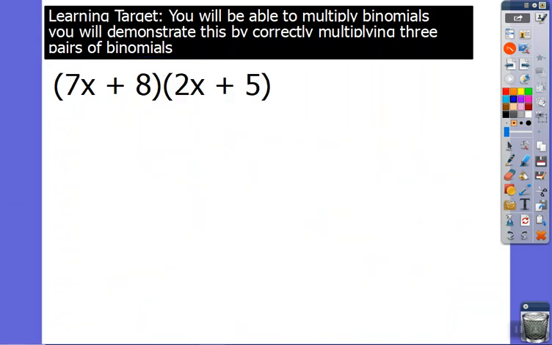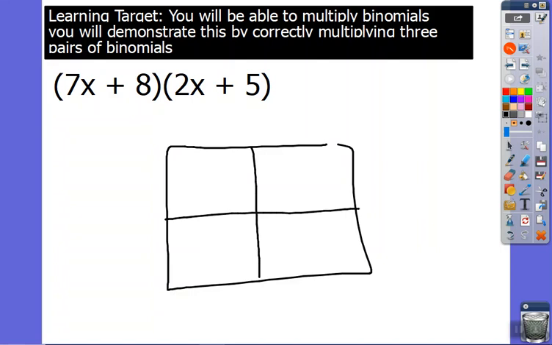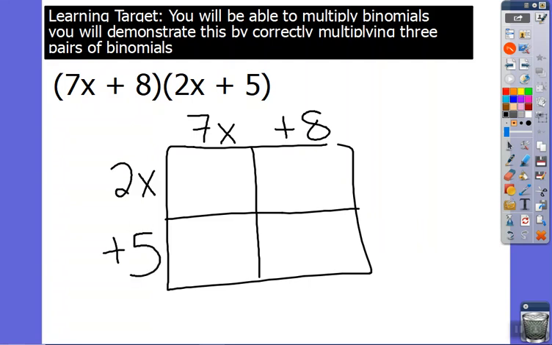Okay, here's another set, 7x plus 8 and 2x plus 5. So I'm going to start by making a square, dividing it into 4 pieces. I'm going to write one of them across the top. Again, that plus goes with that second number, the 8. The other parentheses going down the side, again, that plus goes with the second number, the 5. So that first box is looking straight up 7x, looking straight over 2x. What is 7x times 2x? Well, 7 times 2 is 14, and x times x is x squared.